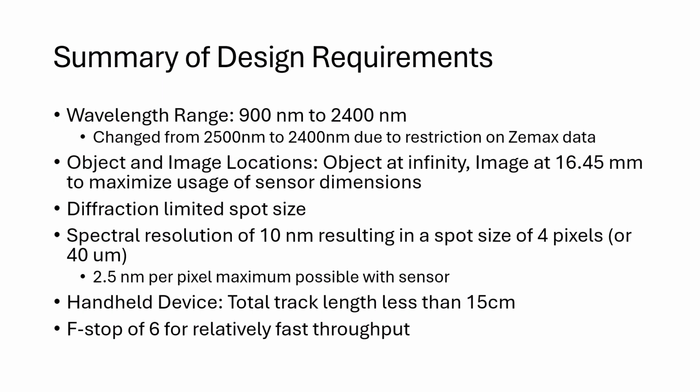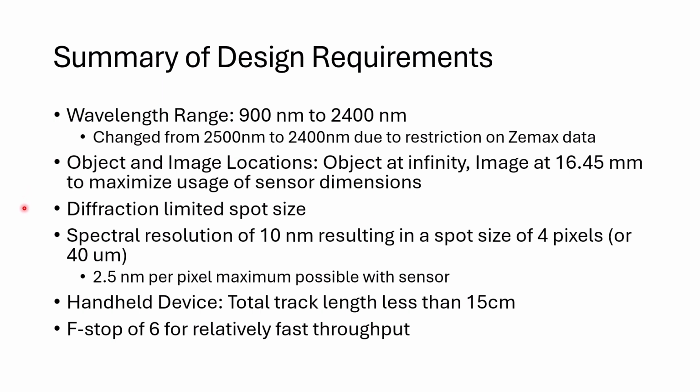So, to summarize the design requirements, the wavelength range was specified to be from 900 nanometers to 2400 nanometers to capture all relevant spectral absorption lines for both nitrogen and organic matter. Additionally, the object and image locations were defined. The object is considered to be at infinity and the image at 16.5 millimeters from the back of the final lens element. And this was done to maximize the usage of the sensor dimensions.